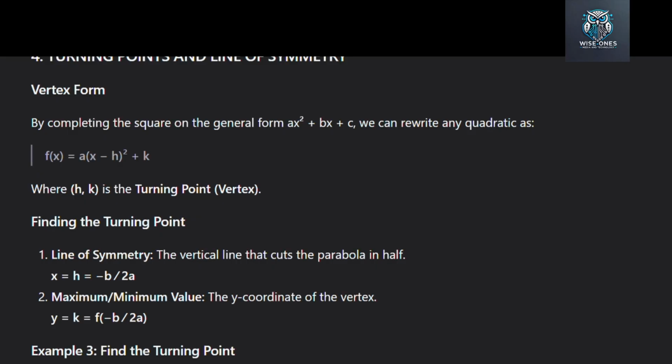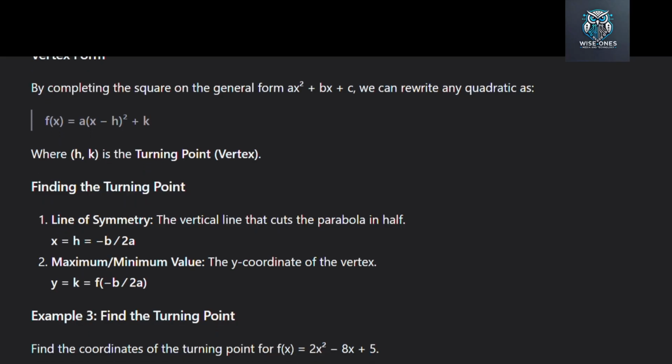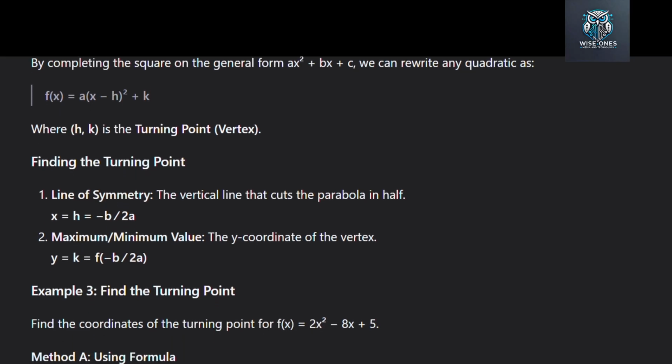How do we find the turning point? There is a formula for the line of symmetry. This is the vertical line that cuts the parabola in half. The formula is x equals h equals negative b divided by 2a. The maximum or minimum value is the y-coordinate of the vertex. The formula is y equals k equals f of open bracket negative b divided by 2a close bracket. This means you find the x value first, then plug it back into the function to find y.